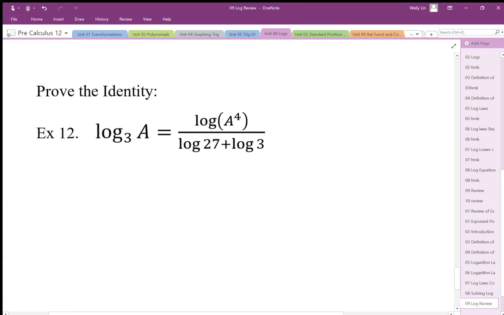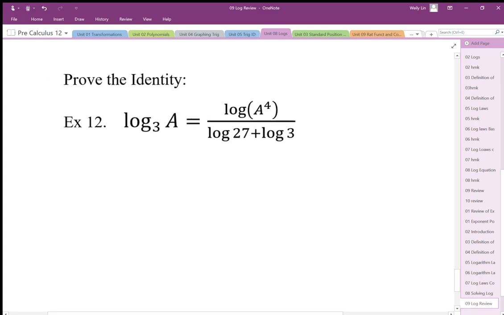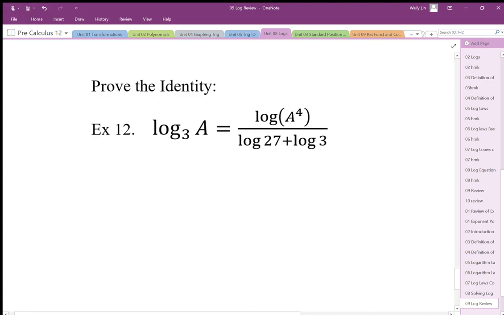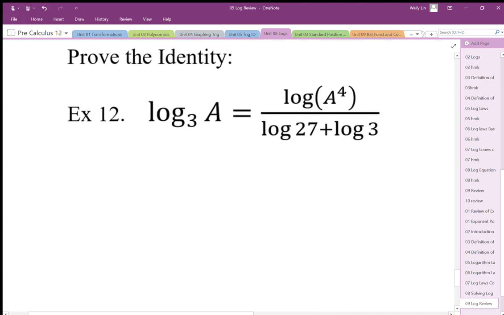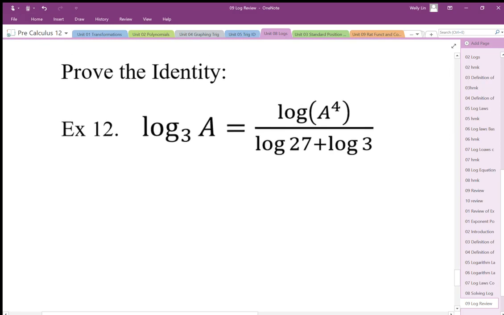So lastly here, we're looking at identities. Identities are expressions that are true. What we're being asked to do is to show the steps to show that they're true. So we want to be able to show some steps to show they're true.